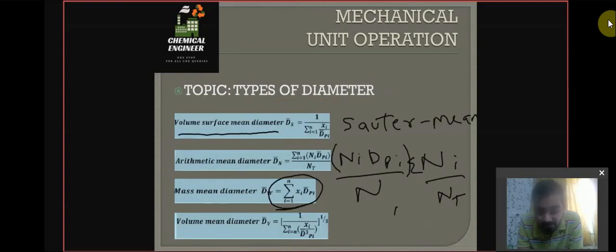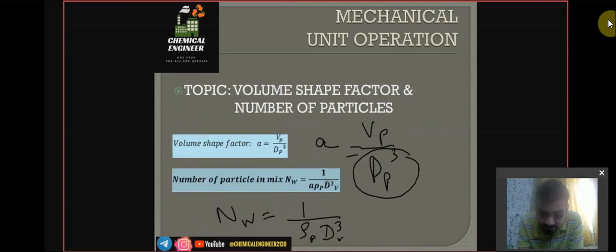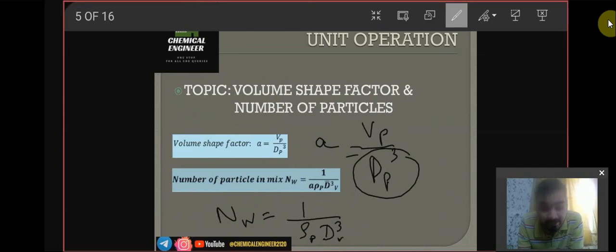This is the last, the volume mean diameter. If we are using dv cube, then we will apply these formulas. In many questions we are given dv, that is we have to find the volume mean diameter. So apply this formula, that is rho into dv cube whole inverse. So we will get the number of particles in a mixture.